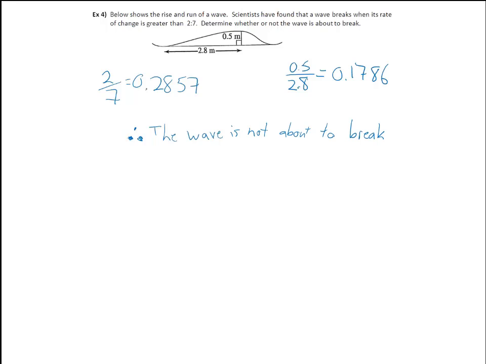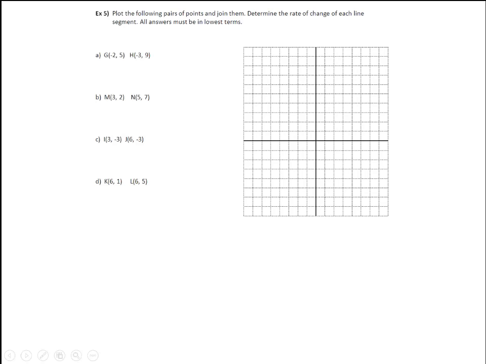So next we're going to move on to example 5. You can pause the video just so that you have enough time to do this. Example 5: plot the following pair of points, join them, and determine the rate of change for each line segment. Answer must be in lowest terms. So this is a strategy we're going to teach you. It's very, very short and quick.